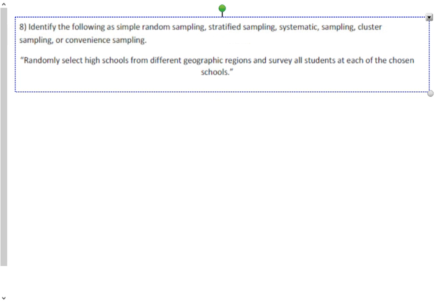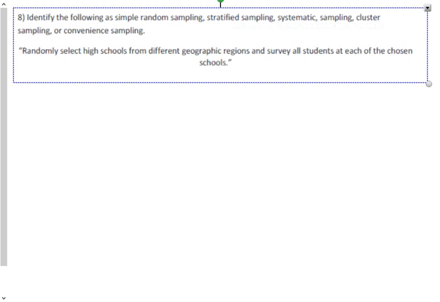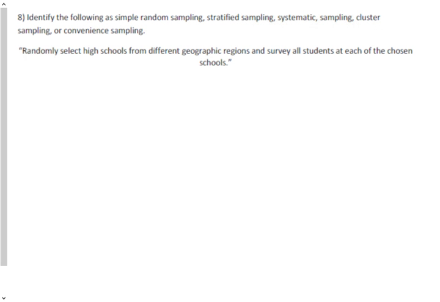Okay. So let's look here. Randomly select high schools from different regions and survey all students in each of the chosen schools. So I'm going to label this as stratified. And the reason is they started off by choosing different groups, and then, well, that might not be it. I started with different groups, but then surveyed all the students in each group.